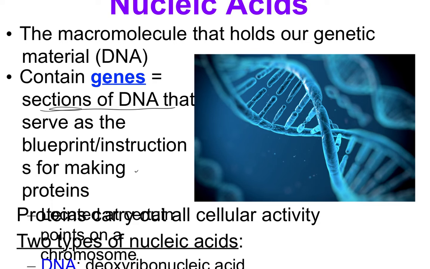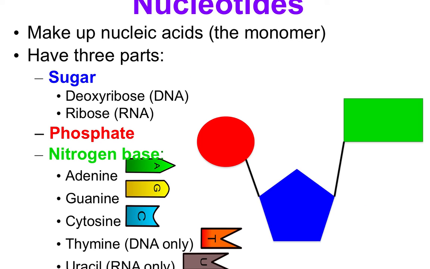Now, there are two different types of nucleic acids: DNA, or deoxyribonucleic acid, and RNA, ribonucleic acid. They have different structures, and we'll talk about where they're found and why their structure is a little different. So the monomer, or the smallest component making up nucleic acids, is a nucleotide. And if you remember, it has three different parts: a sugar, a phosphate, and a base.